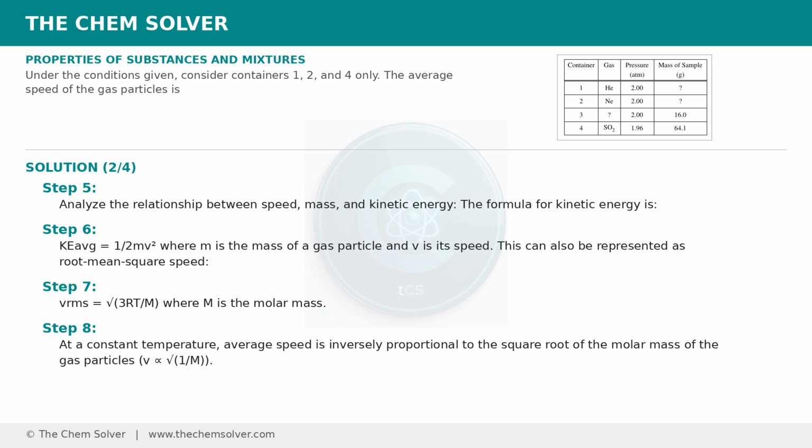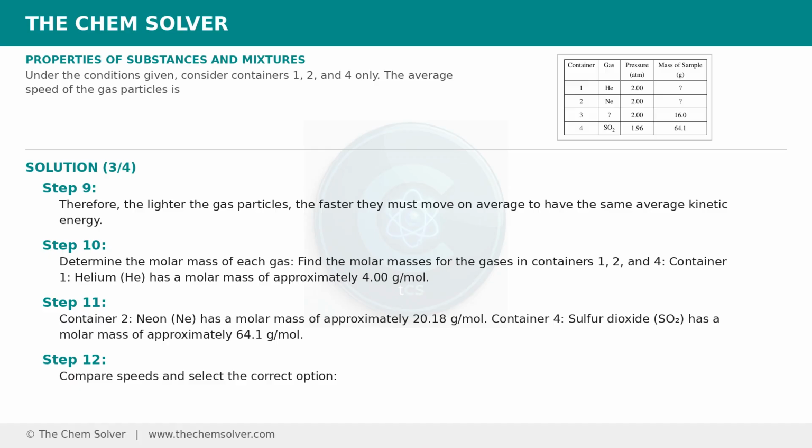At a constant temperature, average speed is inversely proportional to the square root of the molar mass of the gas particles. v is proportional to the square root of 1 over M. Therefore, the lighter the gas particles, the faster they must move on average to have the same average kinetic energy.